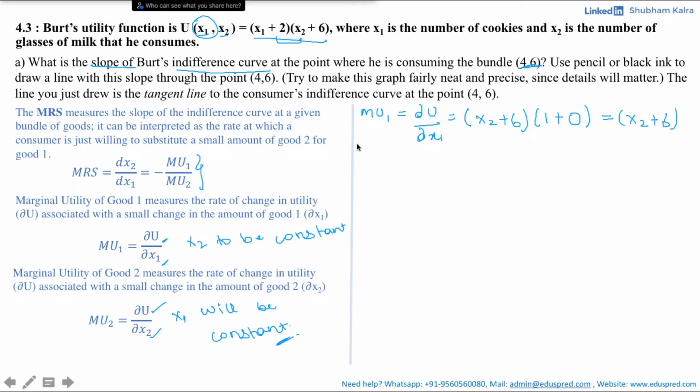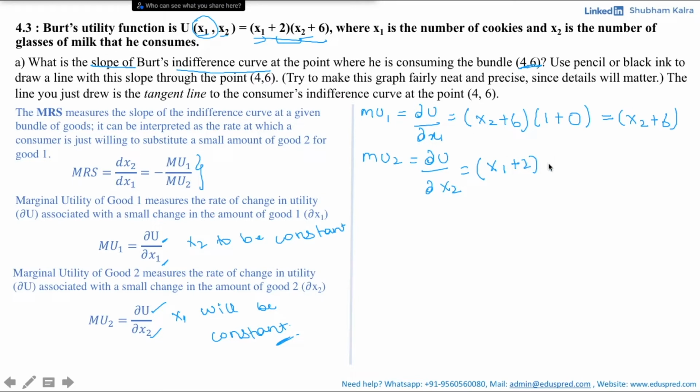Now let's calculate the marginal utility of good 2, which is the partial derivative of the utility function with respect to x2. Again, we will be treating x1 as constant here, and since x1 is constant, it will remain as it is since it is in multiplication. So that becomes x1 plus 2 multiplied by the partial derivative of x2 plus 6.